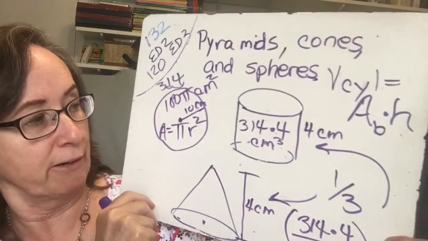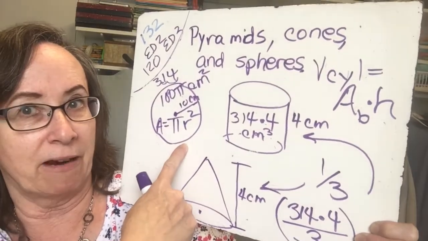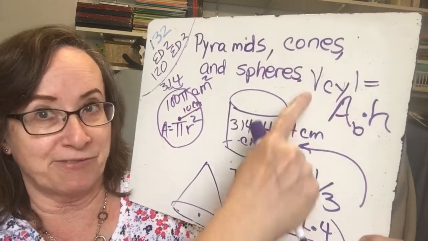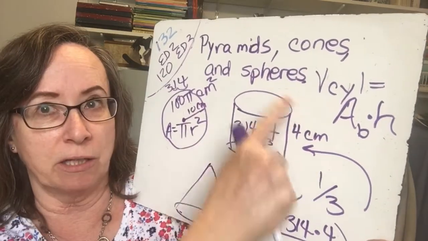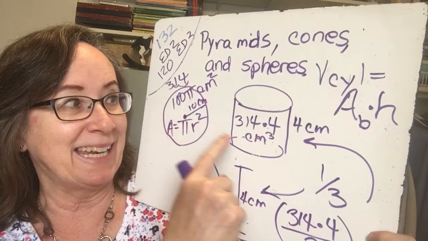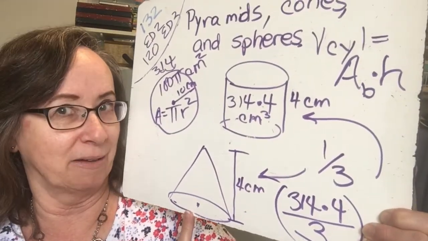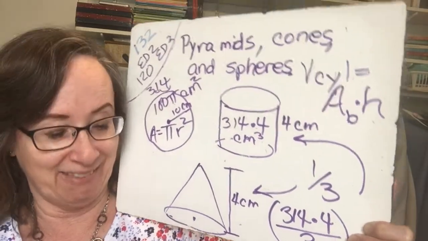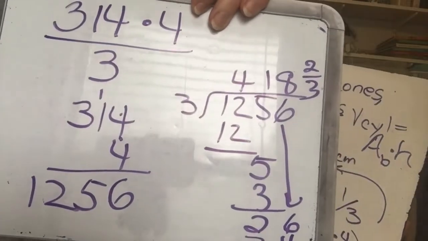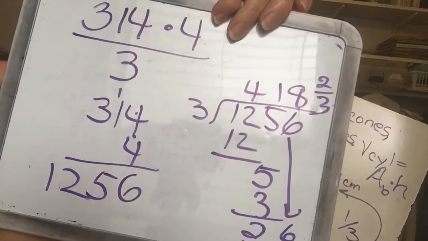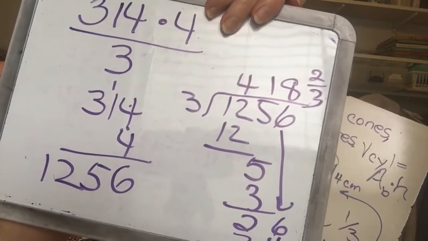Let's get the big picture here again. We started by finding the area of the circular base. We multiplied that area by 4 to get the volume of the cylinder. We divided that volume by 3 to get the volume of the cone. And then when we did all of that work, we got the answer, which is 418 and 2/3. Yep, I got it right.